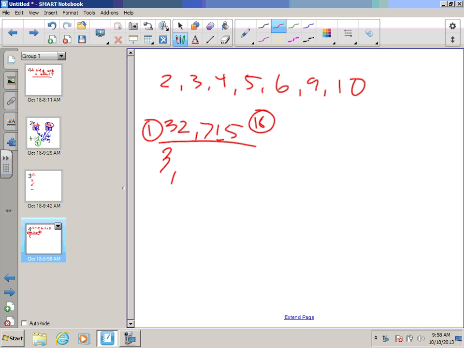Is 15, the last two digits, divisible by 4? Remember, the rule for 4 isn't the sum of those last two digits. It's the last two digits itself. No, it's not divisible by 4. Divisible by 5? Yes. 6? No, because it's not divisible by 2 and 3. Is 18 divisible by 9? Yes. And does it end in a 0? No. Therefore, it's only those three.